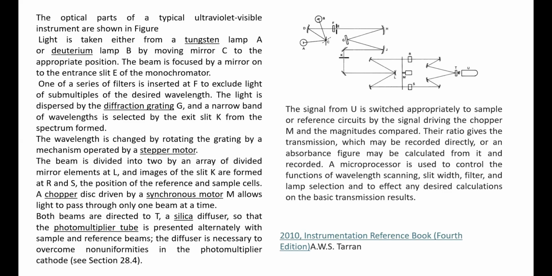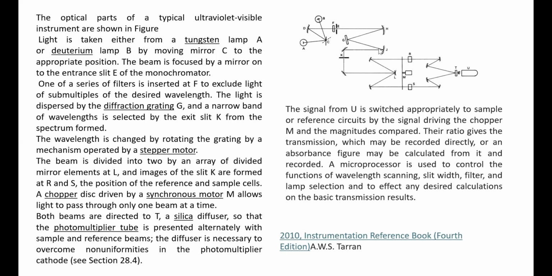All right. Now you are going to adjust what wavelength you want to choose by having a monochromator system, by rotating the gratings of the instrument, and you can pick up the particular wavelength you choose. So you have chosen it, and now the beam will be divided into two parts. Why? Because you are going to have an array which is going to divide it by mirror elements at L.